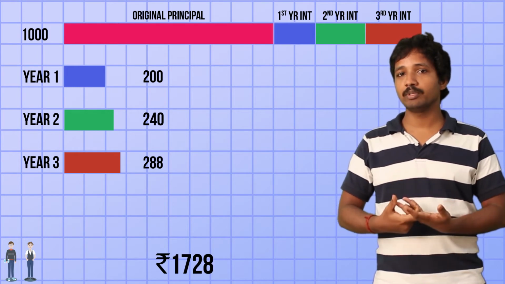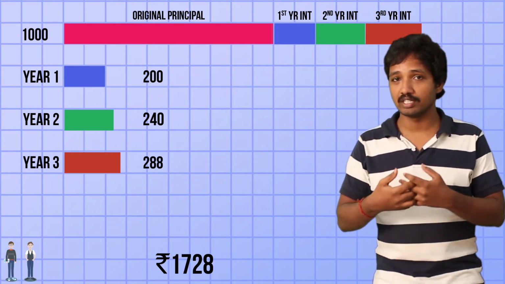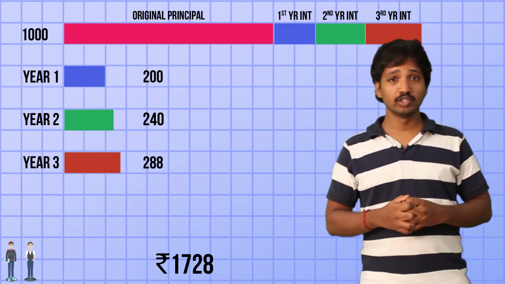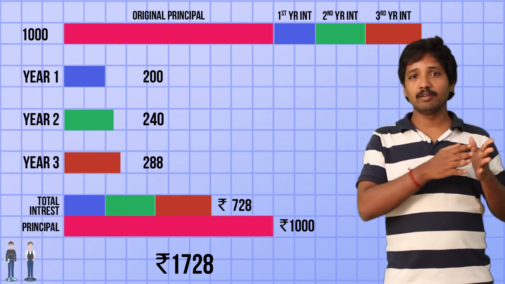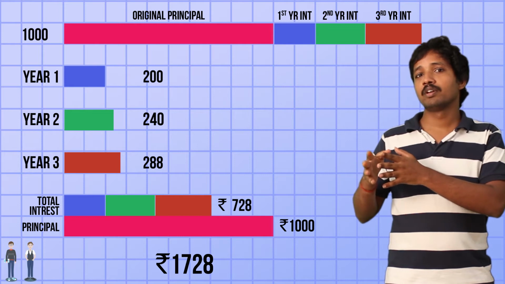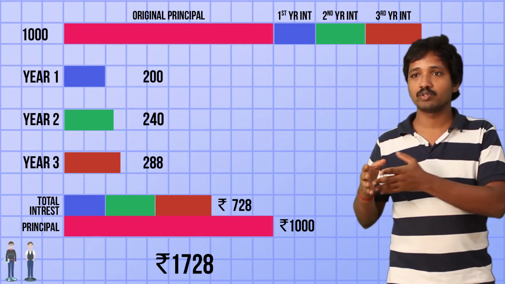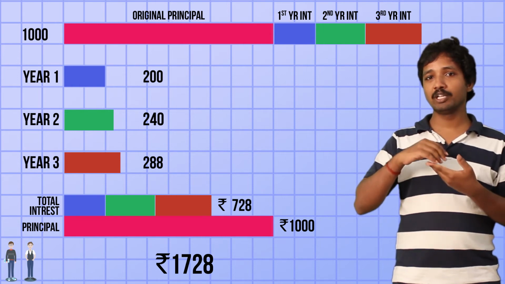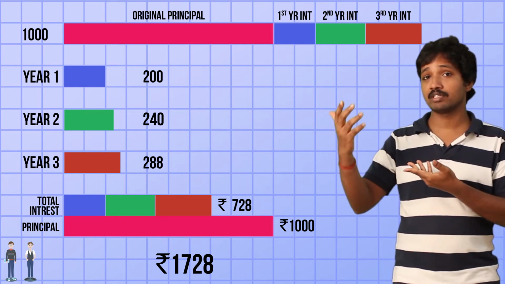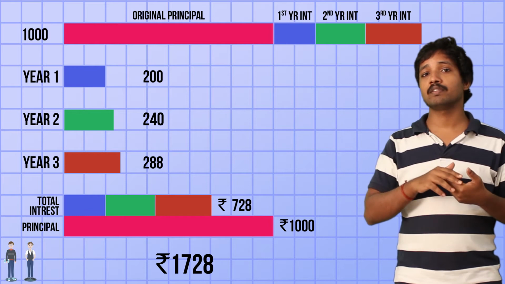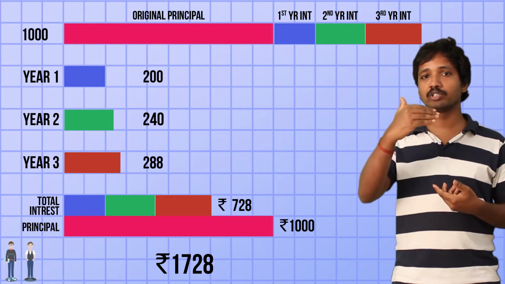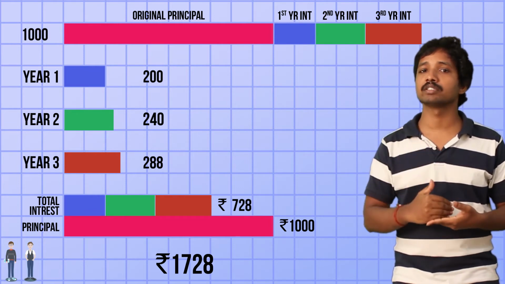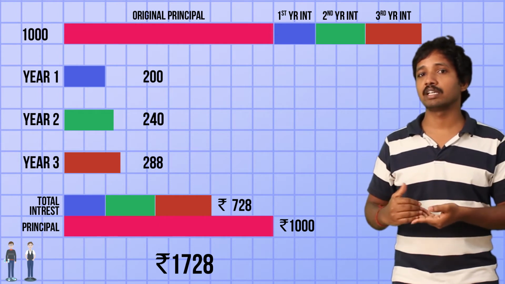The total amount would be 1728. So the technique is principal plus interest amount equals principal plus interest. At the end of every year the same thing will follow. The closing balance of the previous year will be the opening balance of this year. So likewise you need to calculate for 1, 2, 3 years. The amount after 3 years in this example is 1728.